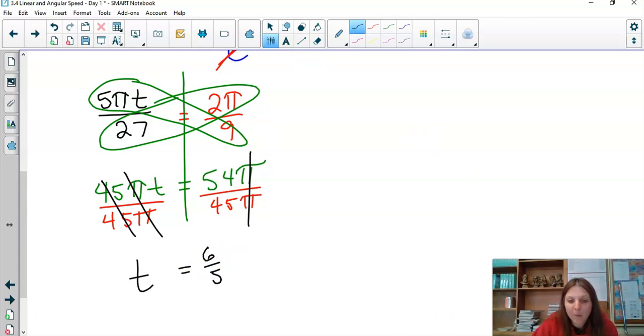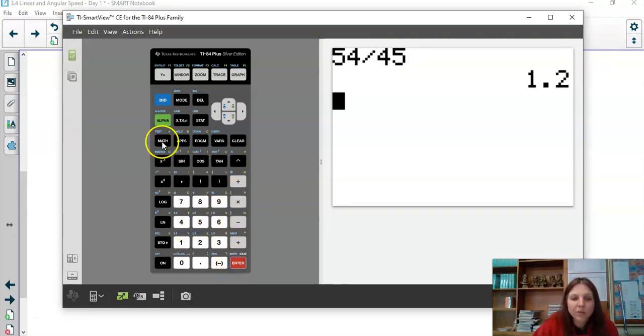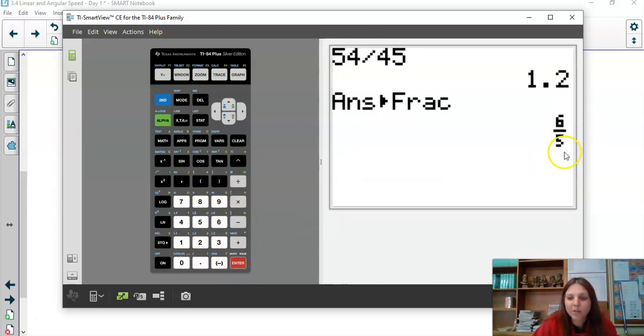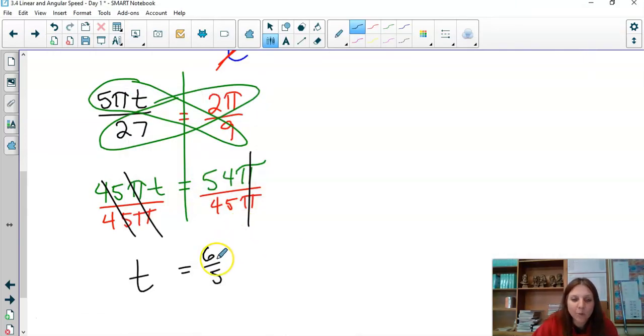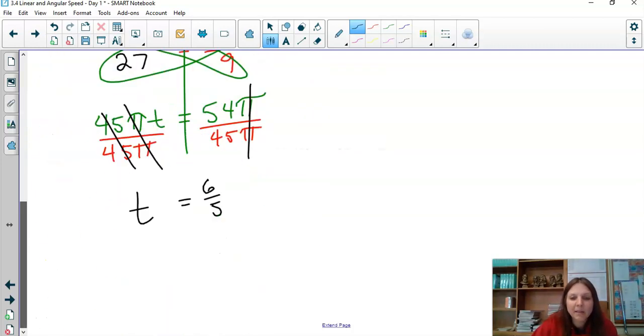If you don't remember how to do that or don't do very well with dividing, you can certainly divide it in your calculator. 54 divided by 45. And then I can just hit math, enter, enter. Remember, it will reduce it for you. But it works out to be 6 over 5. And again, the reason is because both of these divide by 9. So you can reduce it that way. Okay, now the time of this one is minutes. So I'm going to say minutes.